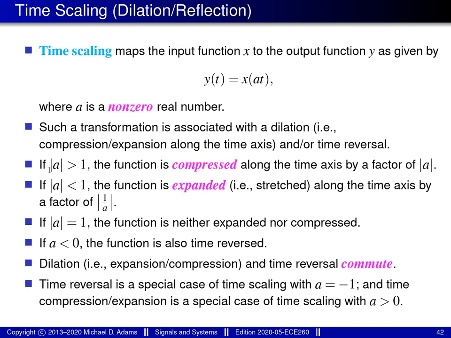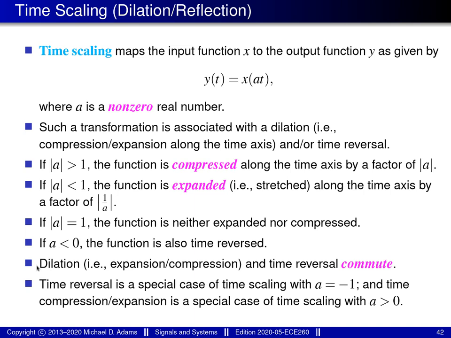In particular, if the magnitude of a is greater than 1, then the function is compressed along the time axis by a factor of absolute value of a. If a is less than 1, the function is expanded or stretched along the time axis by a factor of magnitude 1 over a. If the magnitude of a is equal to 1, then the function is neither expanded nor compressed. And then lastly, if a is negative, the function is also time reversed. So you essentially have a combination of expansion, compression, and or time reversal happening with this type of transformation.